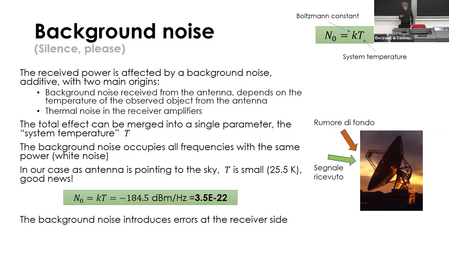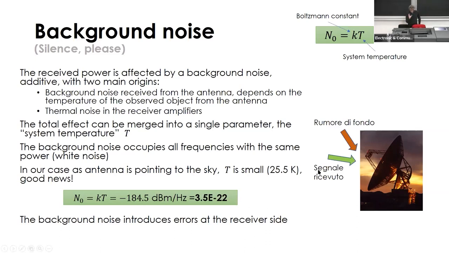In order to compute the system temperature, you need to do some operations. It depends on several factors, but mostly, especially in this case, it depends on where you're looking. If you're looking at space, luckily, the temperature is quite low. This is why the temperature used in this link budget is 25.5 Kelvin. That is very, very small, close to zero, while, for example, when you do terrestrial communication, you are close to 270 Kelvin.